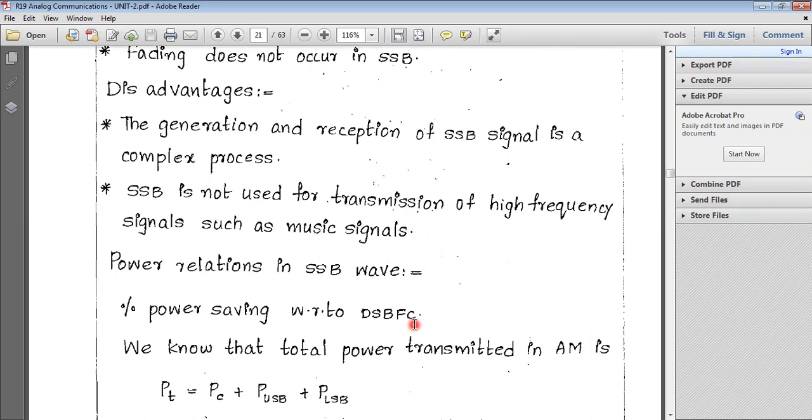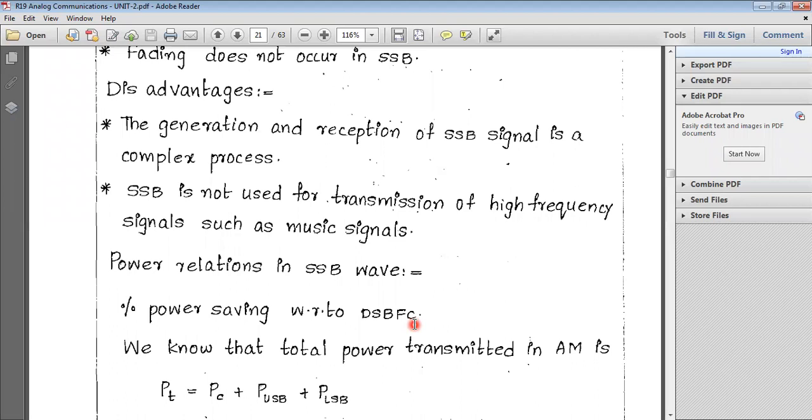The first main disadvantage is, as I already told you, the circuit is very complex compared to AM and DSB. So the generation and reception of an SSB signal is a complex process. What is meant by generation and reception? For generation of an SSB signal, we must use SSB modulators. For reception of an SSB signal, we must use SSB demodulators. So here, SSB modulator and demodulator circuits are complex to design.